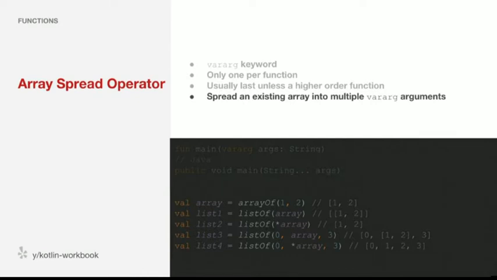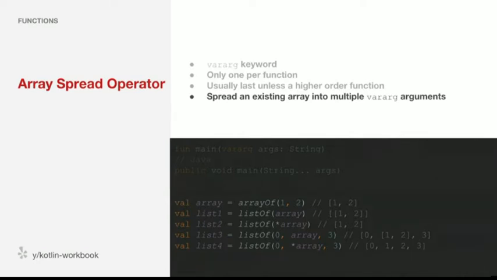So for example, if we start with this array of 1 and 2, and then we want to convert that into a list, we can't just say list of that array, because then what we've done is we've created a list where the type is integer array, and then we have one element in that list, which is the array 1, 2. Now contrast that with if we pass in the spread array, then we're taking each element from that array and inserting it into that list. So now our list is 1, 2.